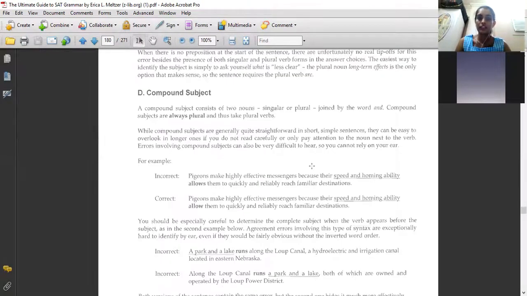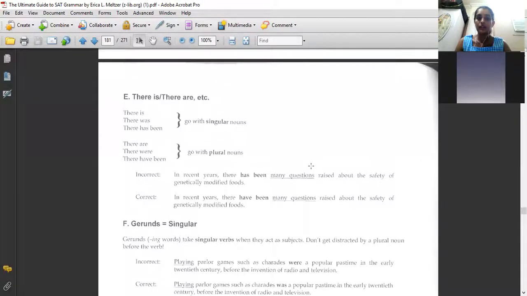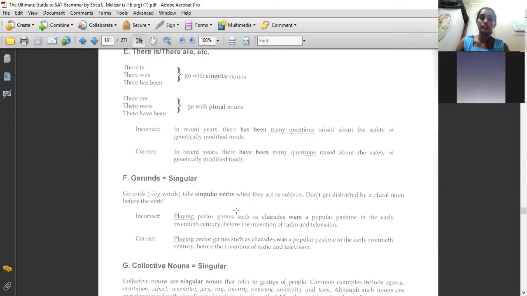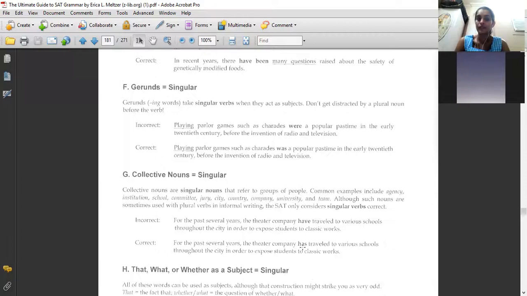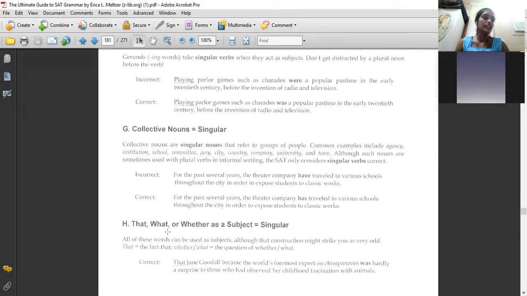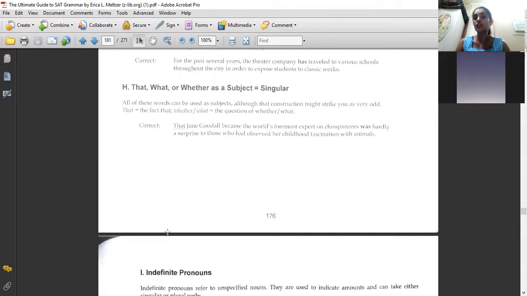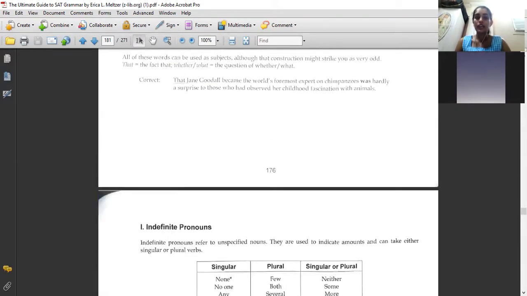Okay? This entire thing is that. Then gerunds, meaning anything starting with an "-ing", will always take a singular auxiliary verb: is, was, or has. A collective noun also takes a singular auxiliary verb, like "the pack of wolves is running." Anything starting with that, what, or whether will also take a singular auxiliary verb. Sorry, auxiliary verb, why did I say noun?